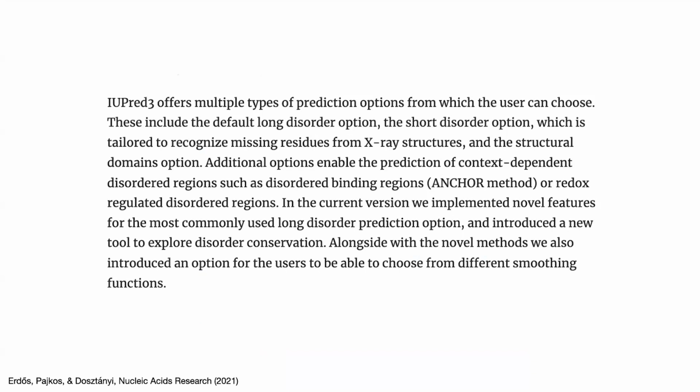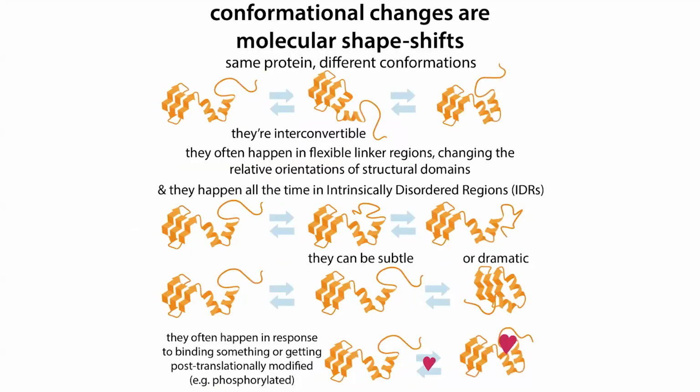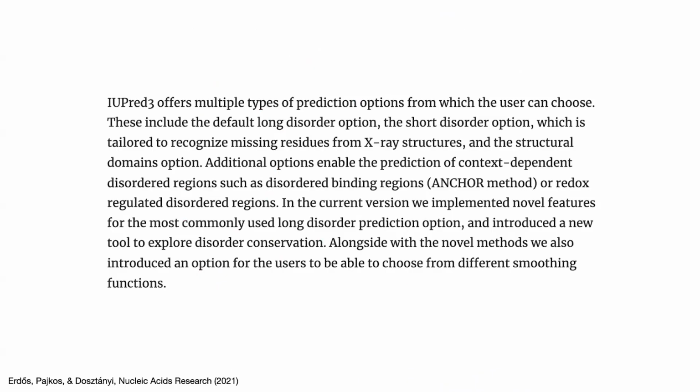So disordered binding regions, which are basically regions that change shape when they bind to a partner. They undergo a conformational change where they go from being unstructured to having a set structure. And this Anchor tool is able to predict that sort of thing.